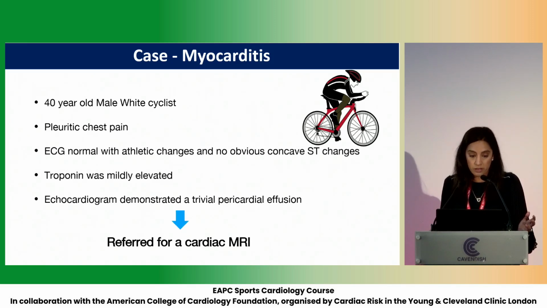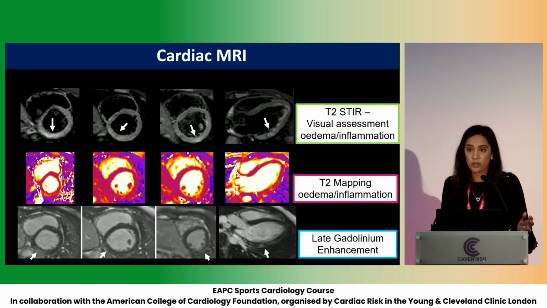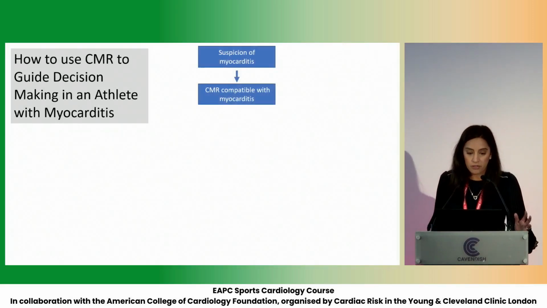The team referred the individual for a cardiac MRI, and I think rightly so, because actually his MRI showed that he had active ongoing inflammation in the basal inferolateral territory on his T2 STIR imaging, which was beautifully quantified on his T2 mapping, and he was also identified to have necrosis on his late gadolinium. So the take home here is that if you have a high suspicion of myocarditis in your athletes, do a CMR. That's probably going to be the best test that you're going to do.